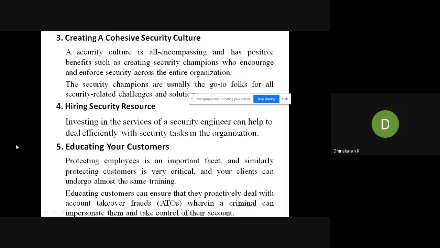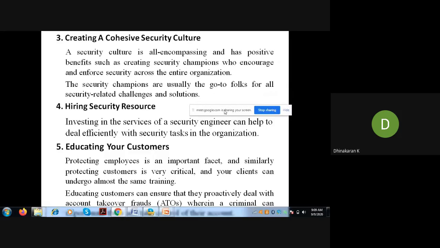And the third one is creating a cohesive security culture. What does cohesive security culture actually mean? A security culture is all-encompassing and has positive benefits, such as creating a security component that encourages and enforces security across the entire organization. The security components usually address all the security-related challenges and solutions. They are inside the employees, so we need to encourage them to approach the challenges related to this cohesive security culture. So this is one of the parameters for the solution.